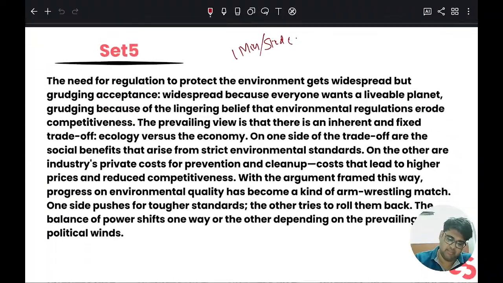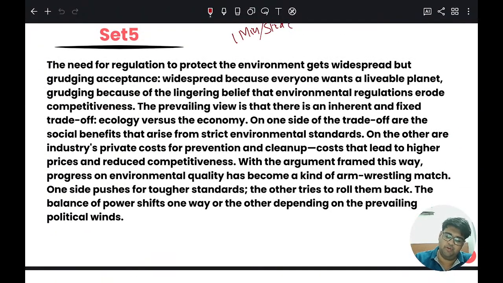So, long passage. The need for regulation to protect the environment gets widespread but grudging acceptance. It's getting widespread, but grudging acceptance. People are not accepting it; people have a grudge towards it. Okay, fine. Widespread because everyone wants a livable planet. Now he is explaining this. Why is it widespread? Because everyone wants a livable planet.